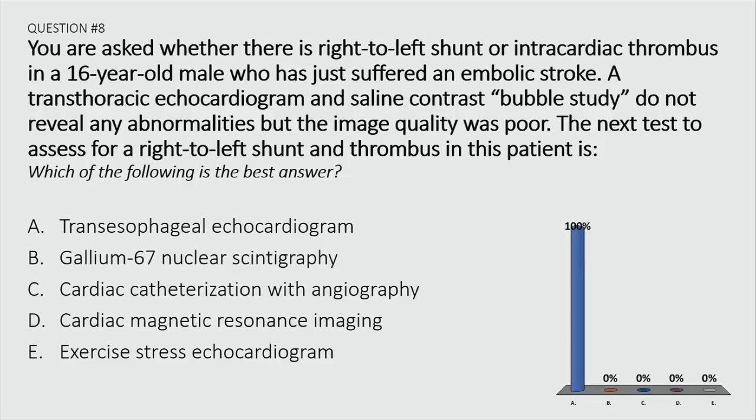We could end there. This is a strong indication for a TEE and common in the adult world as well as in the adolescents to be able to rule out a right to left shunt or rule it in as well.